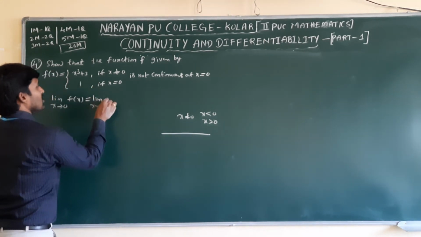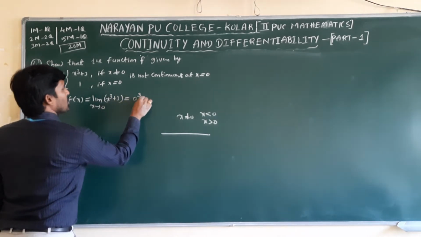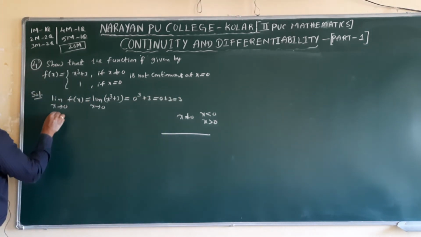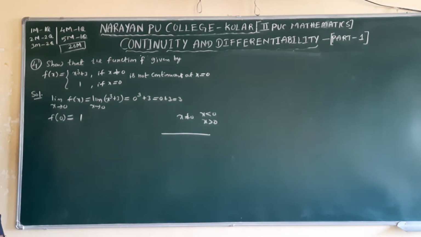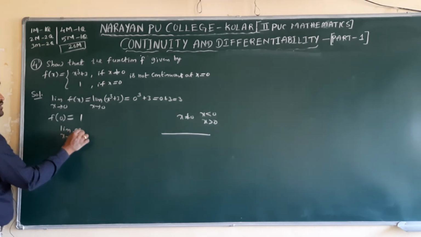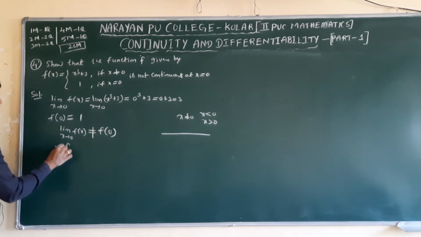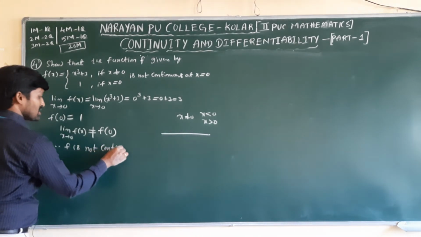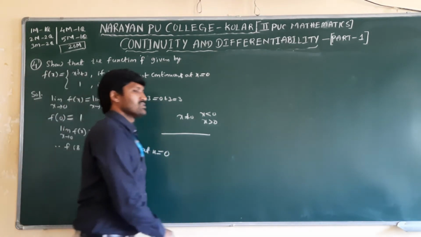What is the function? X cube plus 3. Substitute 0 in the place of x. 0 cube plus 3, that is 0 plus 3. Answer is 3. Next, f of 0. Exactly at 0, what is the function value? 1. So are both equal or not? Your limit x tends to 0 of f of x value is not equal to f of 0. Therefore, f is not continuous, or discontinuous, at x equal to 0.